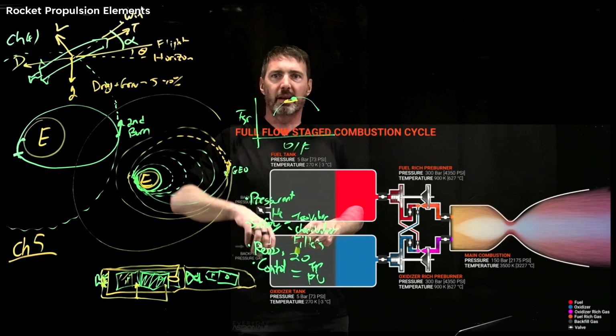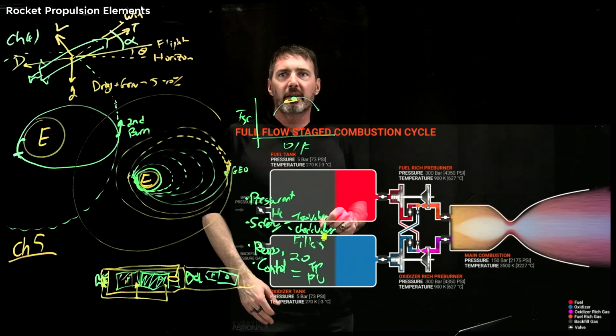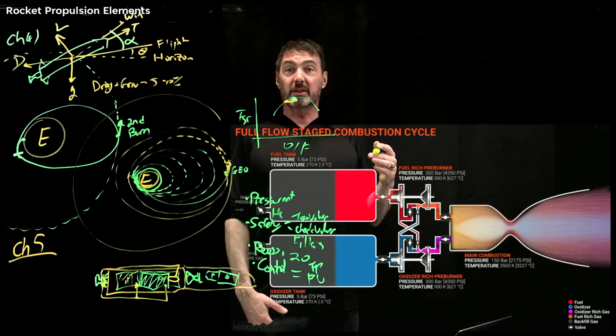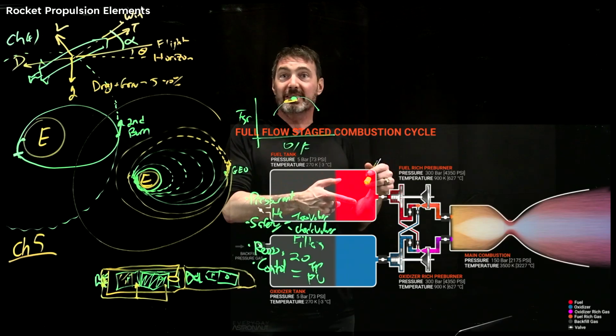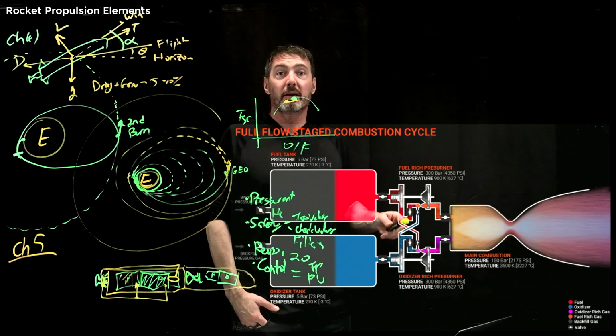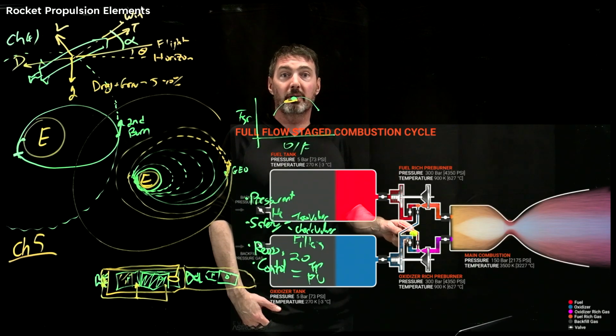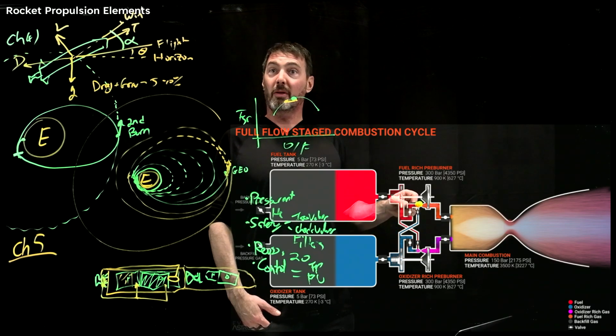I know my words are kind of getting in the way, but it's just over the tanks. This is now full flow staged combustion. So what the Raptor engine is. A couple of companies are now trying to do it. It's basically just the same thing times 2, where you're taking a little bit of fuel to react with all of the oxygen to go in here, but you're taking a little bit of oxygen to react with all the fuel to come in here.